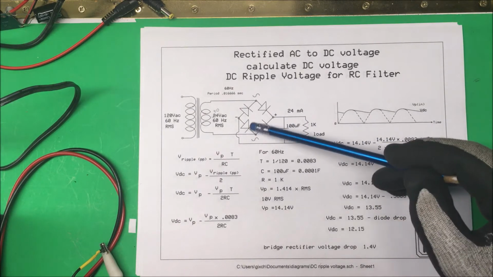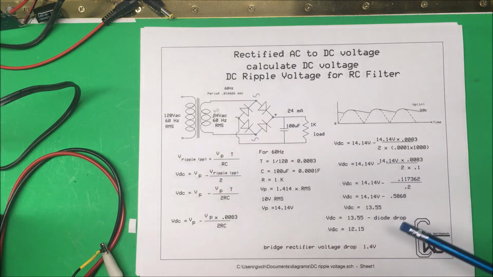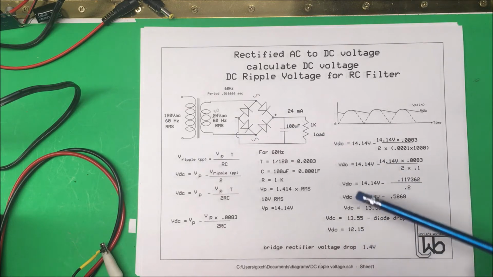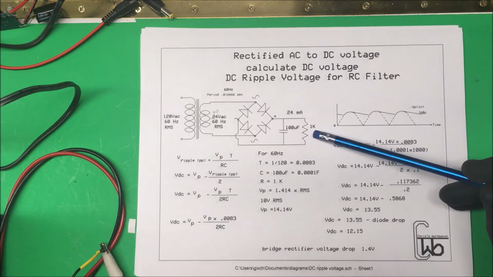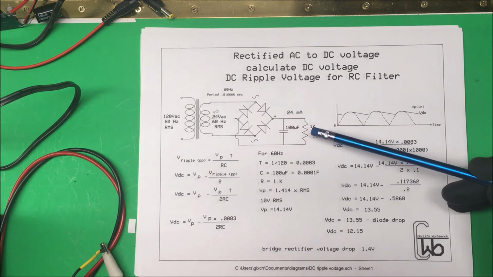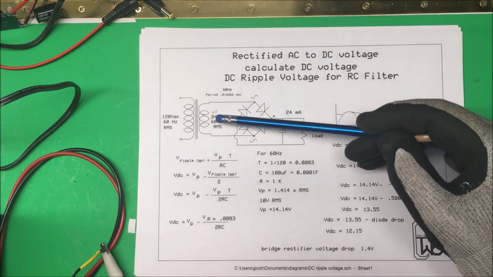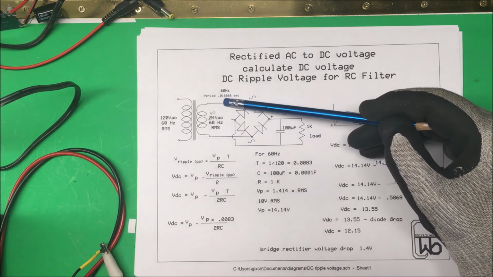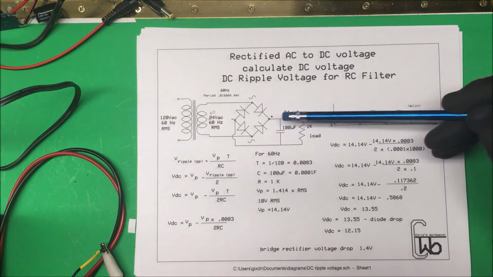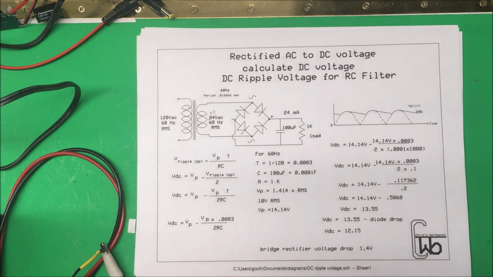Now we're going to have a drop across the diode here, and it could be 1.4 volts. So that means that our DC voltage out here is going to be about 12 volts, okay? And we'll set this up and see what we get out of there. We're going to measure the AC voltage, the AC current, the DC current, and the DC voltage.